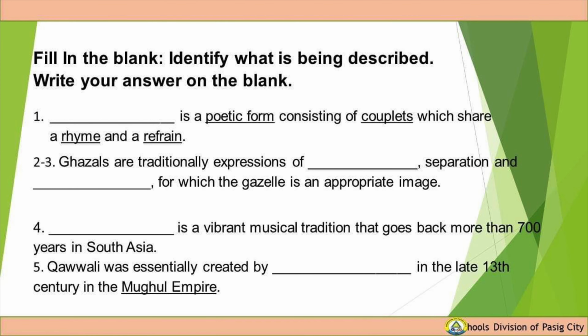For this wrap up, please refer to your activity sheet. Fill in the blank. Identify what is being described. Write your answer on the blank. Number 1. Blank is a poetic form consisting of couplets which share a rhyme and a refrain. 2 and 3. Ghazals are traditionally expression of blank, separations, and blank for which the ghazal is an appropriate image. 4. Blank is a vibrant musical tradition that goes back more than 700 years in South Asia. 5. Qawwali was essentially created by blank in the late 13th century in the Mughal Empire.